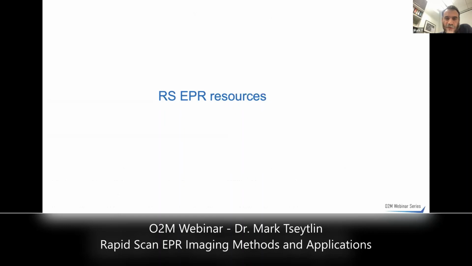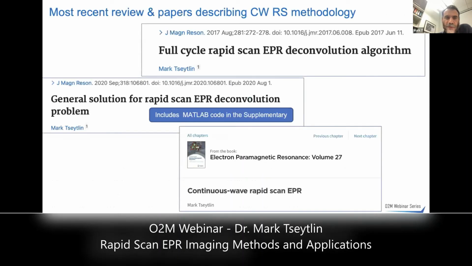I just want to go over EPR resources. These are our recent publications, with recent algorithms. This is the most recent thing, where I published a kind of general solution for rapid scan deconvolution, where you can pretty much use any arbitrary waveform to get your spectrum. And there is also a recently published review of continuous wave rapid scan.